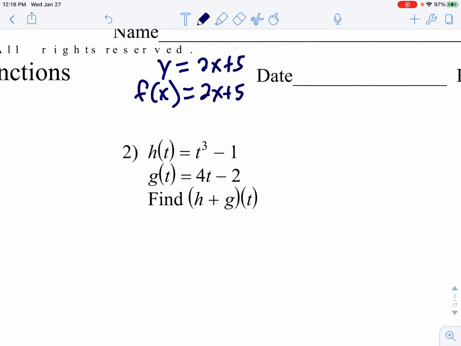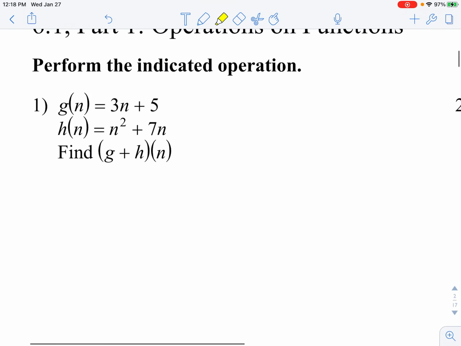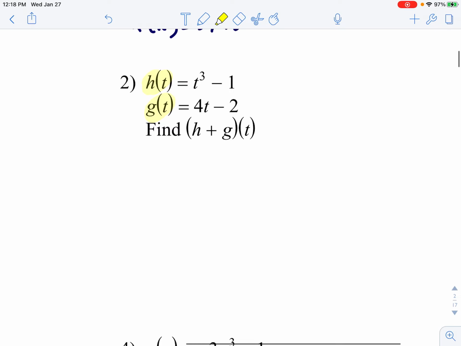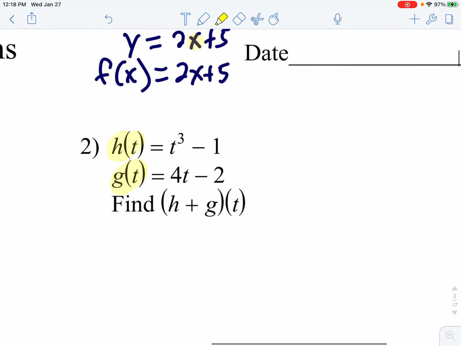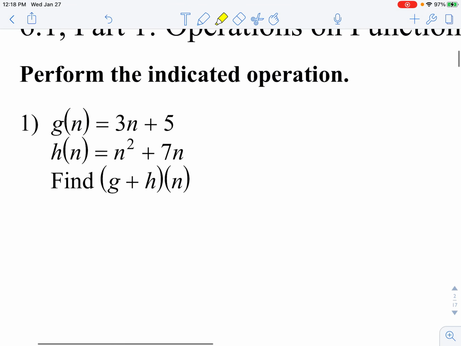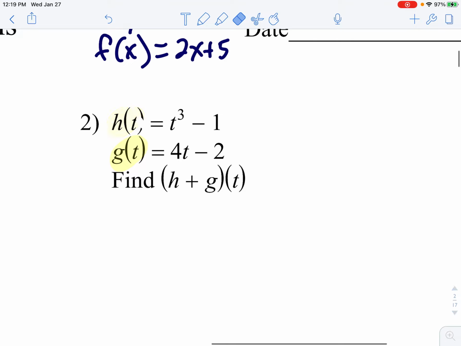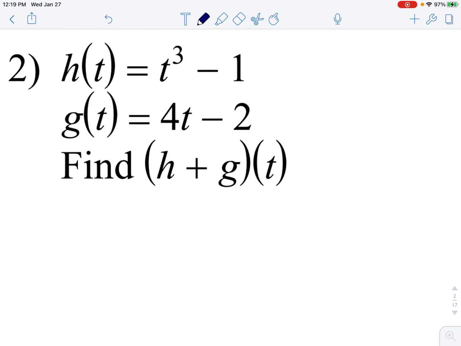Now, every function doesn't have to be f of x, so you can have h of x or g of x, or maybe some other things. And you don't even have to use x as your variable. As you can see here, there's t. This problem over here has n. So we're going to have to get used to this notation and these variables. But I think you're going to find it fairly simple.